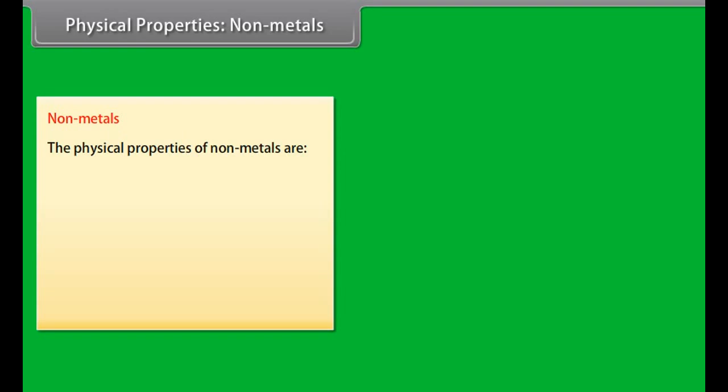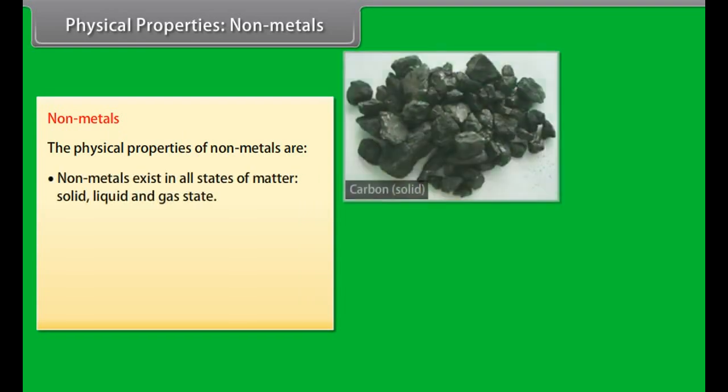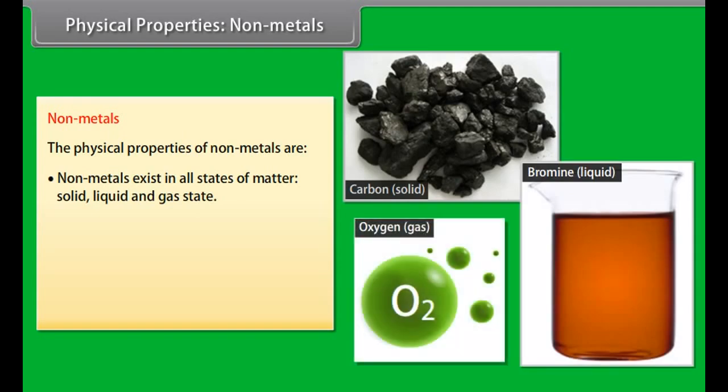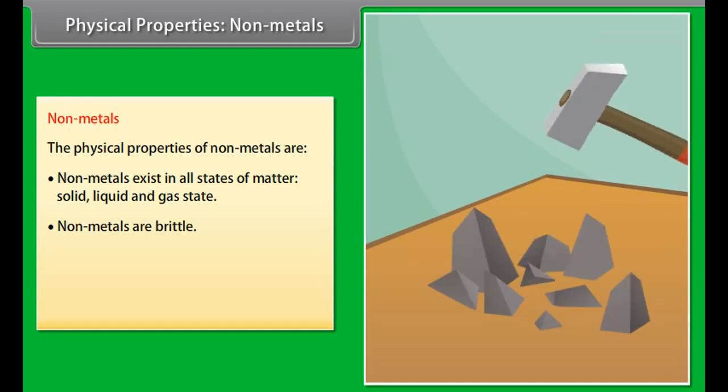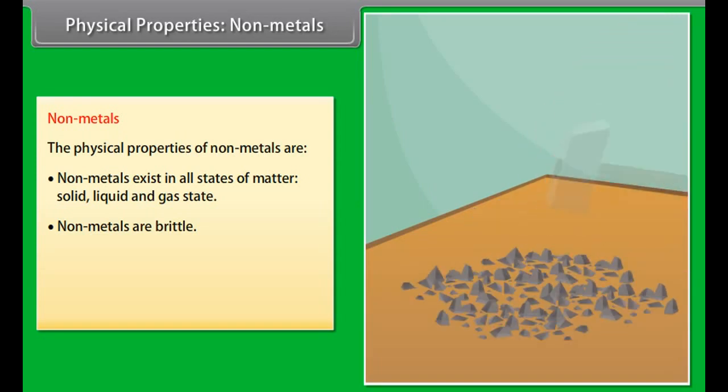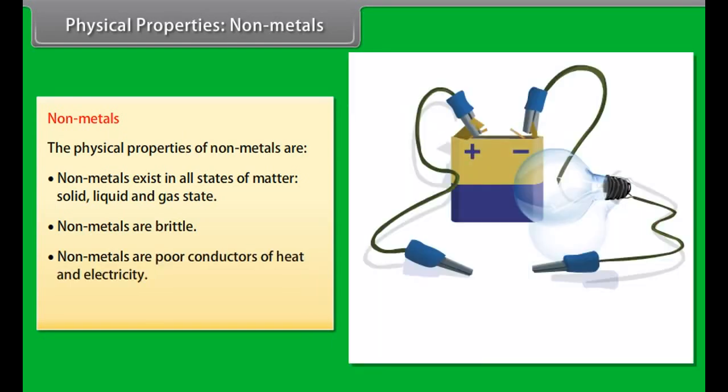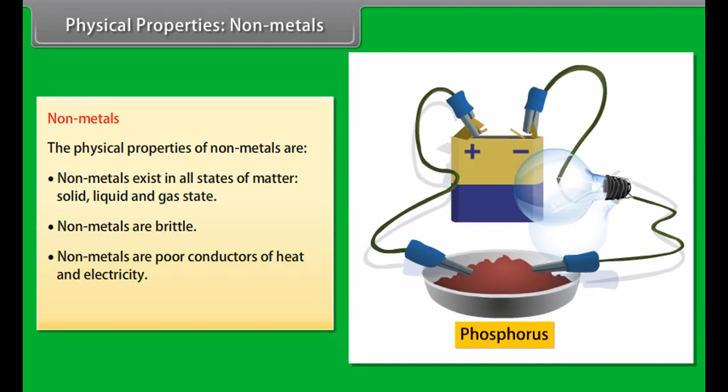Physical state. Non-metals exist as solid, liquid, or gas at room temperature. Gas: oxygen, chlorine, fluorine. Liquid: bromine. Solid: carbon. Non-malleable and non-ductile. Non-metals are brittle and cannot be rolled into wires or beaten into sheets. Poor conductors of heat and electricity.